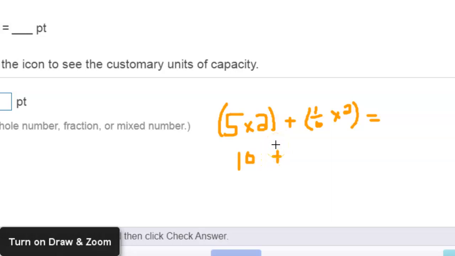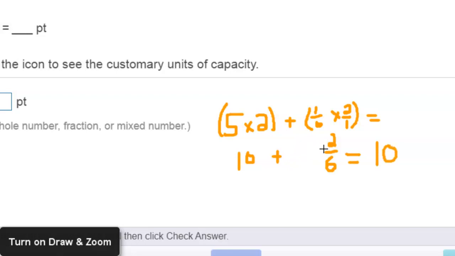1/6 times 2. Now, to make this a little bit more easy again, I'm going to put it over a denominator of 1. I've got 1 times 2, which equals 2. That's going to be my numerator. And then for my denominator, I have 6 times 1, which is 6. Very good. So then my answer is going to be 10 plus 2/6, which equals 10 2/6.